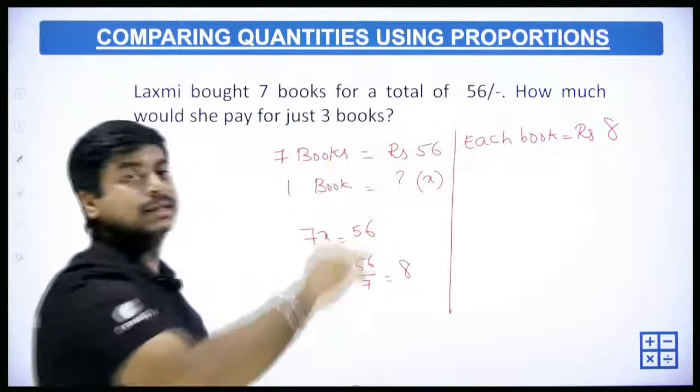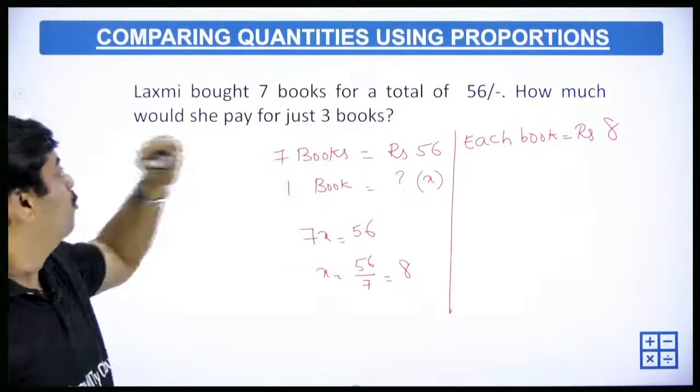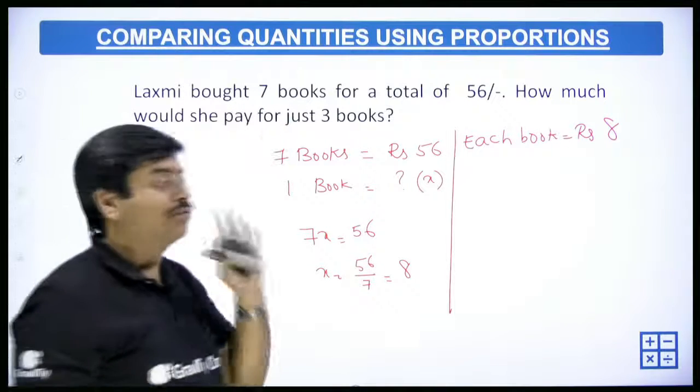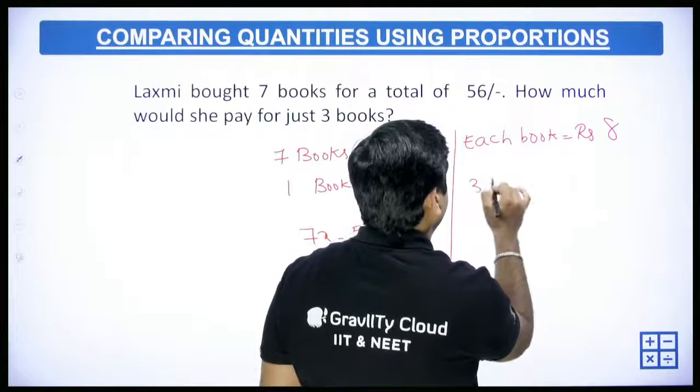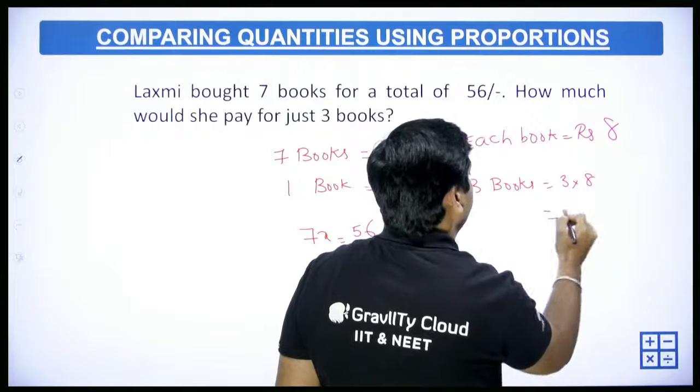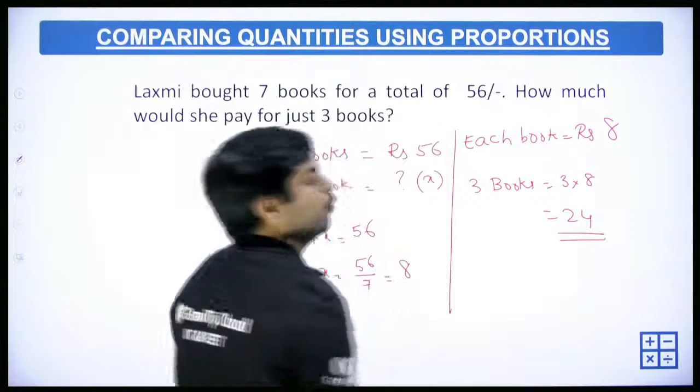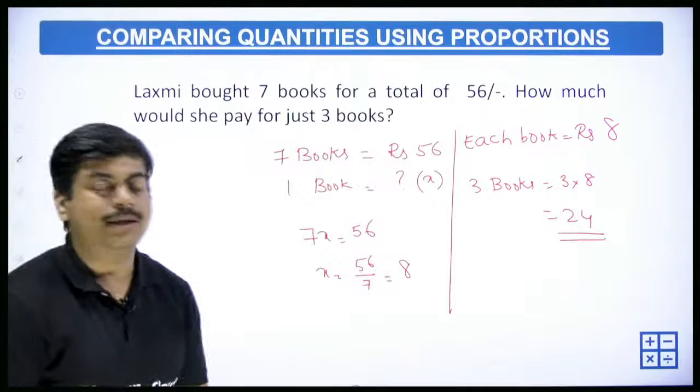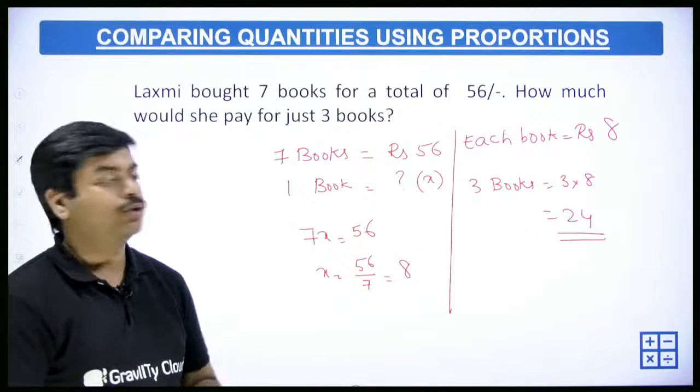Each book cost 8 rupees. And now the question is, how much would she pay for just 3 books? For 3 books, it is 3 into 8. 3 into 8 is 24, right? So that is how you can try to bring this one.